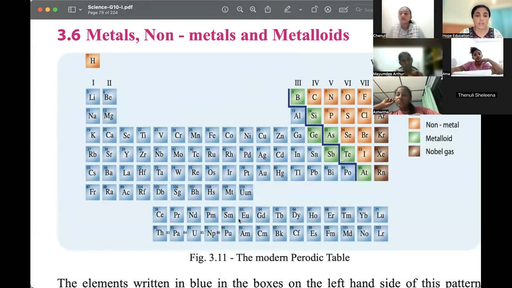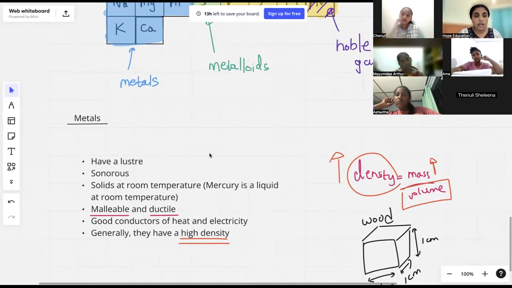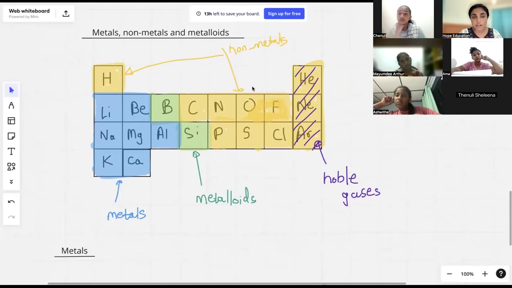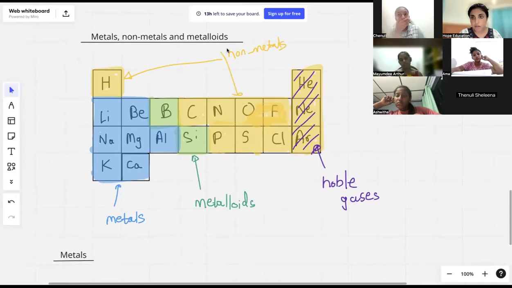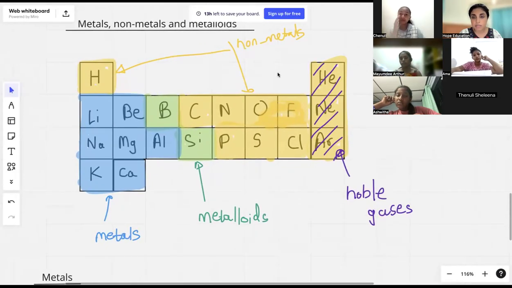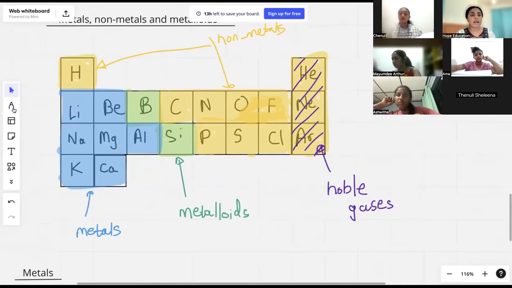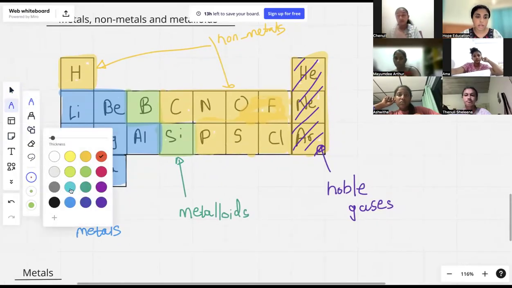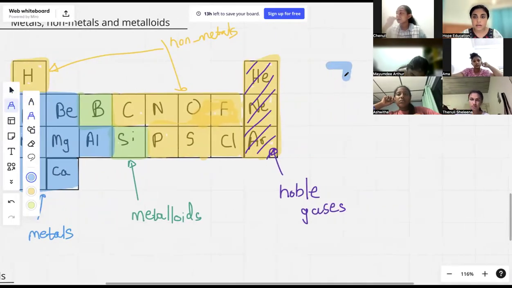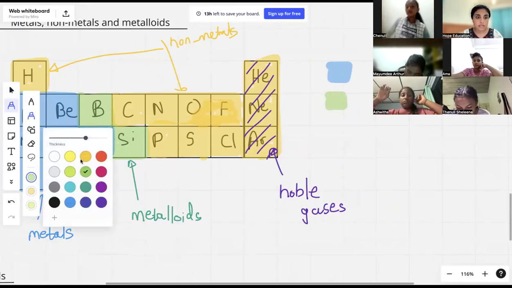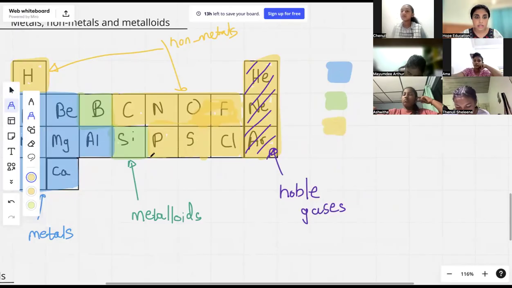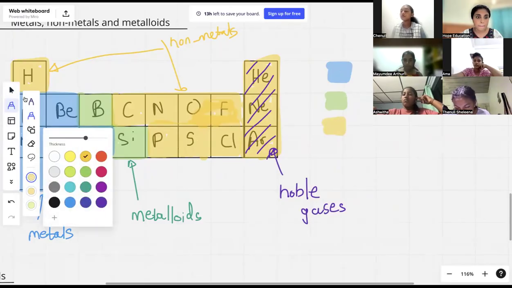Okay. We'll start drawing. You put the topic metals, non-metals and metalloids, right? Can you draw this periodic table and label these parts? You can also do it like this, without putting arrows, if you want to. Put a patch on the side like this.